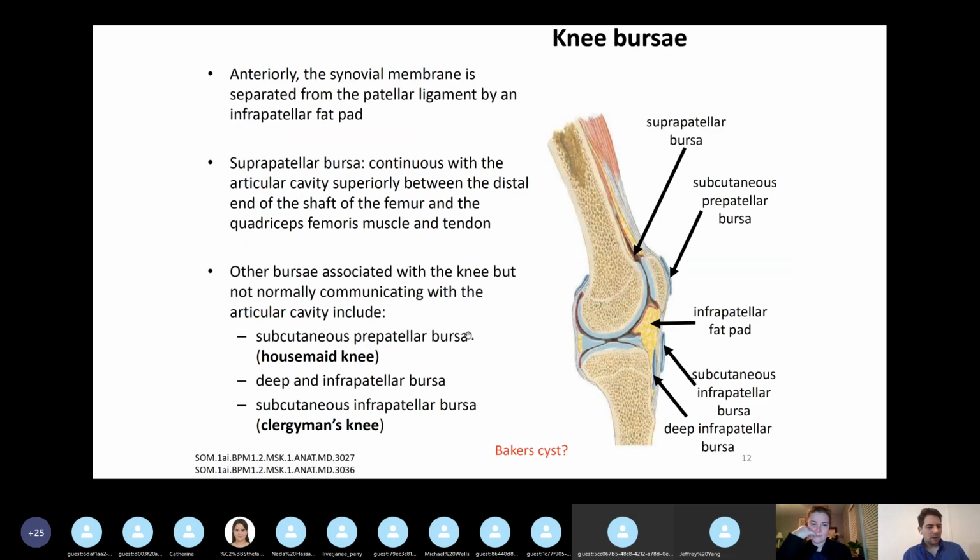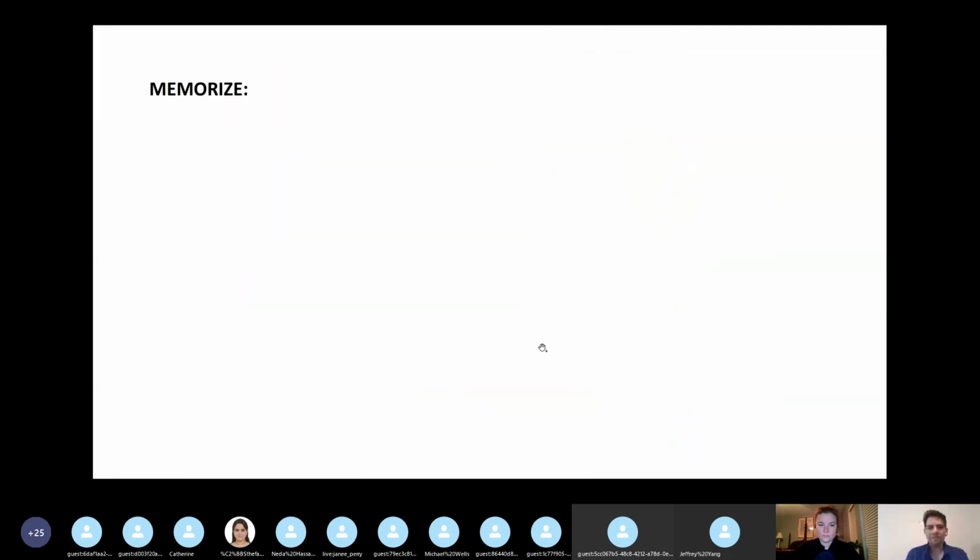So just a quick point, housemaid's knee versus clergyman's knee. If you think about it, a housemaid leaning over, cleaning the floor, is going to be at more of this superior aspect of the knee, the prepatellar bursa, whereas a clergyman who's praying, on his knees, will be in more of the distal aspect of the leg, right? So just keep those in mind. In regards to a Baker cyst, remember that happens posteriorly here.